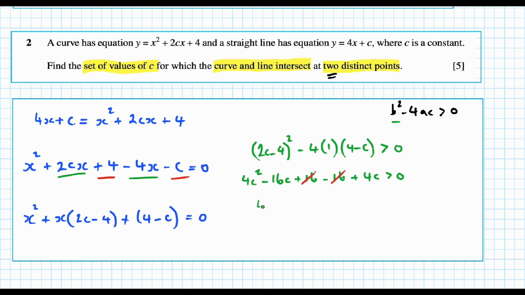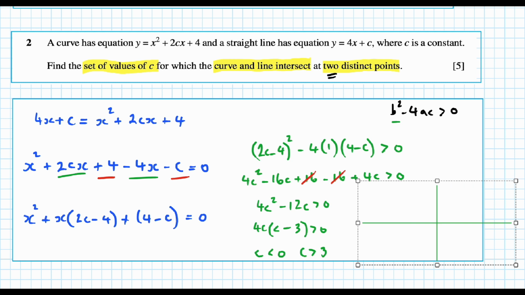16 minus 16 cancel out. Minus 16c plus 4c is minus 12. So we'll end up with 0 as one of our points, and 3. And of course, I'll draw a little sketch here. c is less than 0, and c is greater than 3.